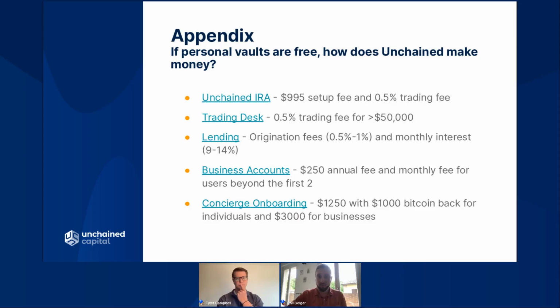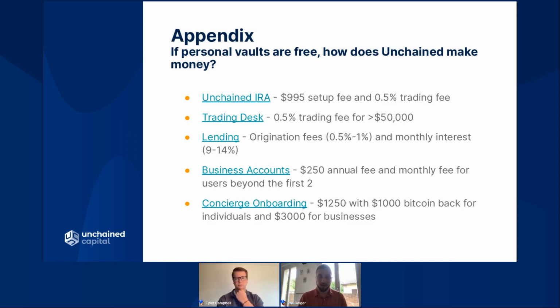For example, the Unchained IRA is pretty transparent. There's a $995 setup fee. We charge additionally if you would like our one-on-one hand-holding for onboarding, so an additional $250 for concierge onboarding if you want it. If you need hardware wallets, you can add those on as well. The trading fee is 0.5%, and there's a $250 per year annual fee for the IRA. So: $995 setup, 0.5% trading fee, $250 per year annual fee.